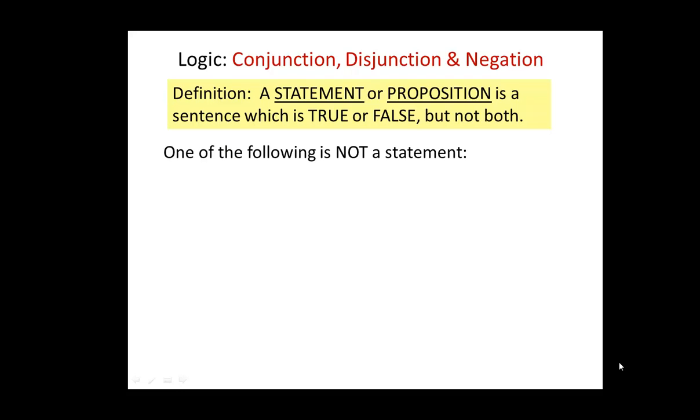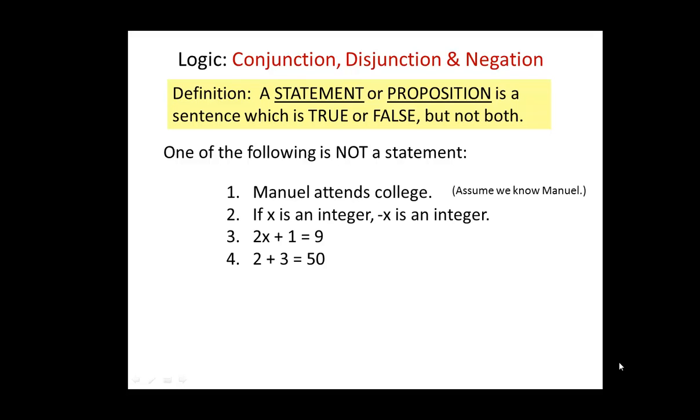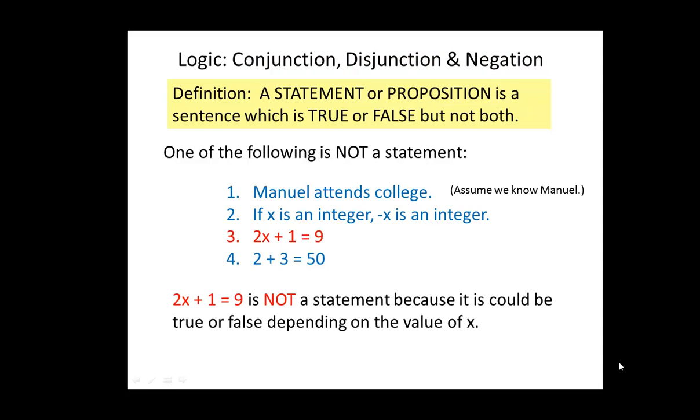Now we're going to take a look at a few examples, one of which is not a statement. There's 4 examples. Which one do you think is not a statement? In other words, we can't just say this is true or false. And the answer is number 3. Not a statement because we don't know if it's true or false. Depends on what X is. The other 3 are statements.